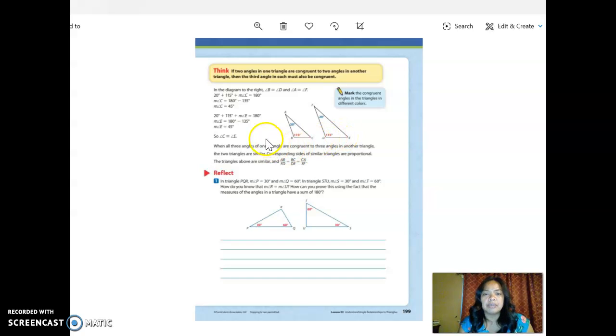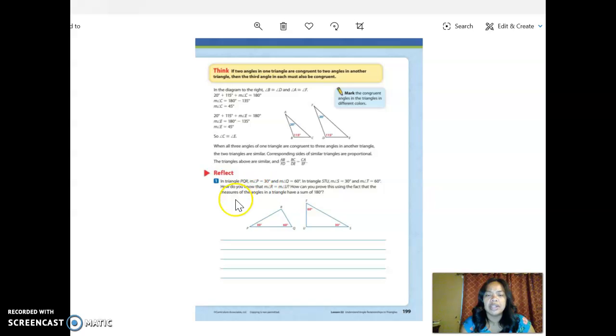Okay, and they go on to talk about corresponding sides of similar triangles, those triangles that are proportional to one another, where the angles are congruent. It says that these similar triangles have proportional sides as well. So side AB is proportional to side FD, and BC is proportional to DE, and CA is proportional to EF.